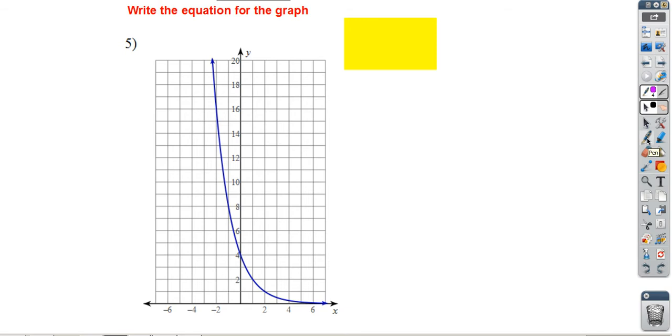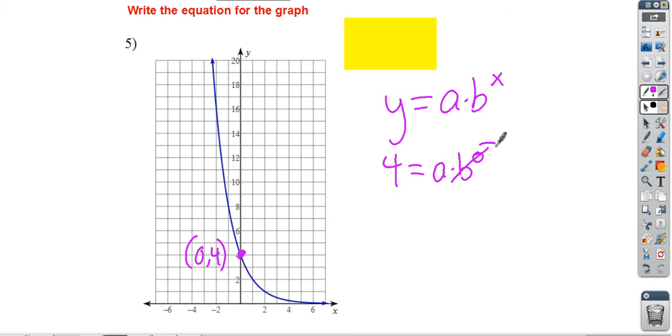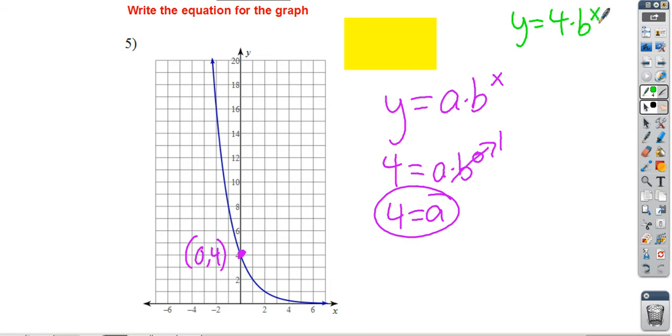Now, we notice right away this should be exponential decay, because this line is going down as you go from left to right. Okay, so let's start by finding our 2 points. That's the point right there, 0, 4. So let's plug that in. 4 equals a times b to the 0. Anything to the 0 is 1. So 4 equals a times 1, or 4 equals a. So at least we have the a part of that. We have 4 times b to the x.